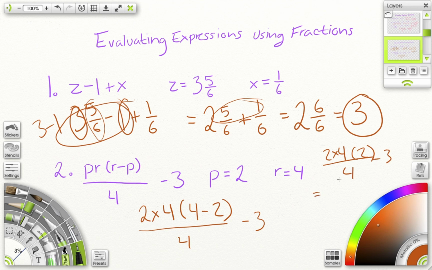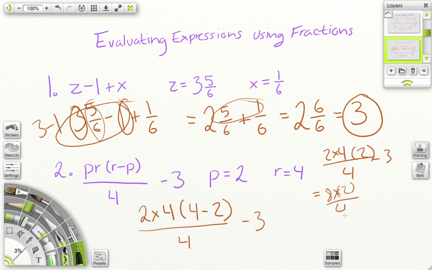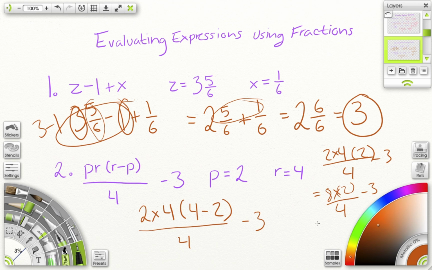2 times 4 equals 8 times 2. So if I did 8 bracket 2 or 8 times 2, either way it works. Over 4 minus 3. 8 times 2 equals 16 over 4 minus 3. So in this case, I have an improper fraction.